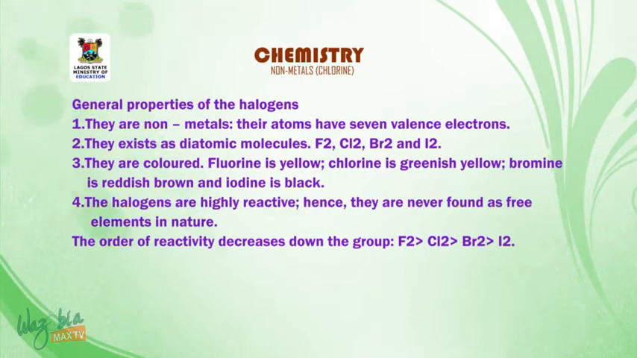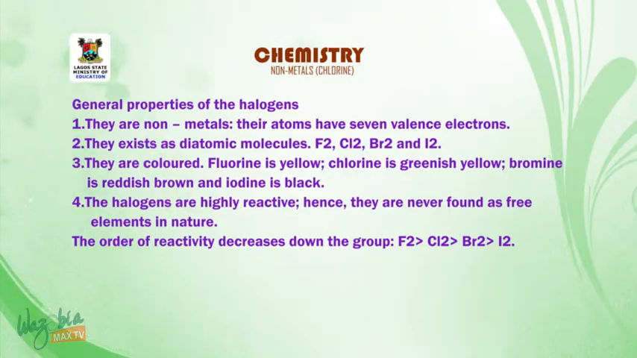General properties of the halogens. Number 1. They are non-metals. Their atoms have 7 valence electrons. Number 2. They exist as diatomic molecules: F2, Cl2, Br2, and I2. Number 3. They are colored. Fluorine is yellow, chlorine is greenish yellow, bromine is reddish brown, and iodine is black.